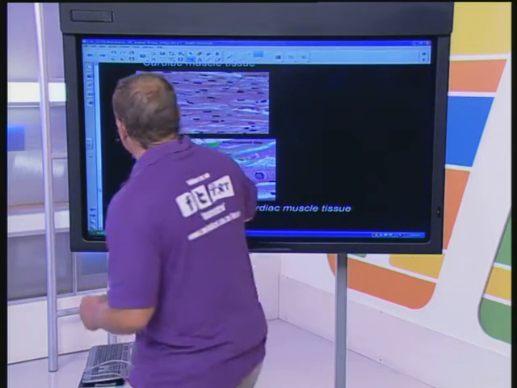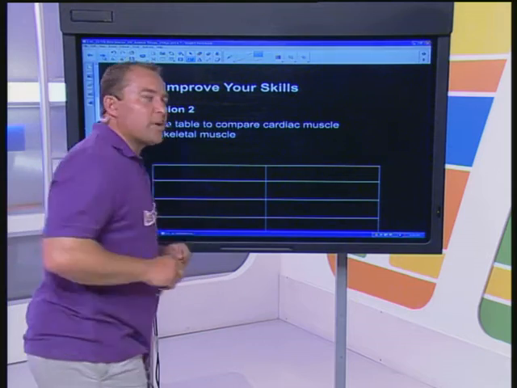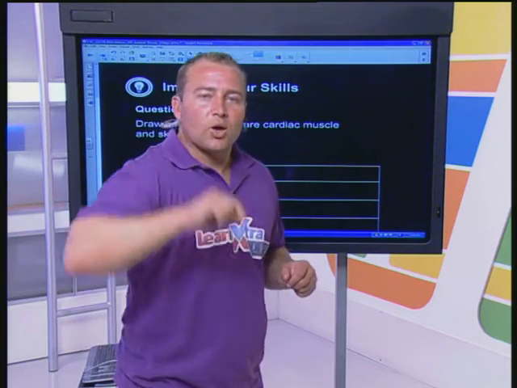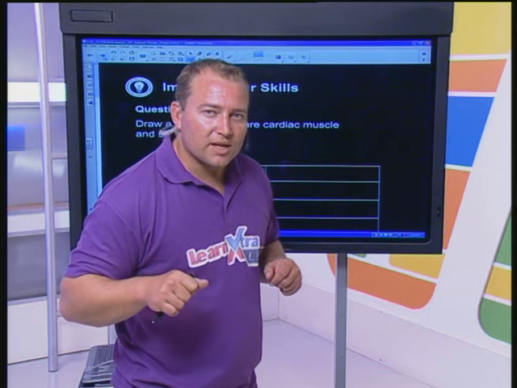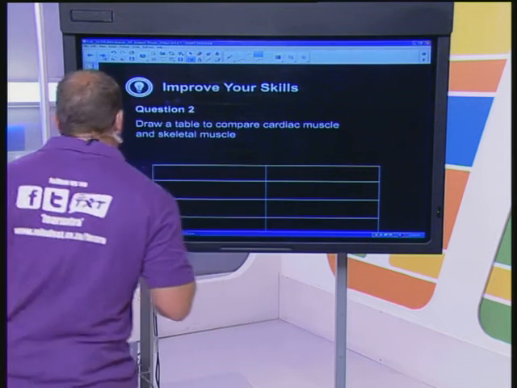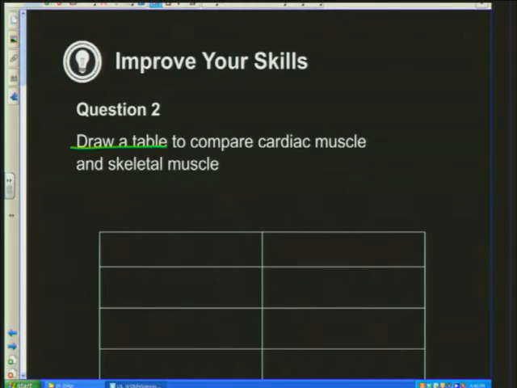Right, so here we go. Before we go to a break, I'm going to give you a quick question, and I want you to answer it and see if you can get the answers right. So write them down. The question is, draw a table. You get marks for it. Draw a table to compare cardiac muscle and skeletal muscle. Compare the difference. I think you can do it.